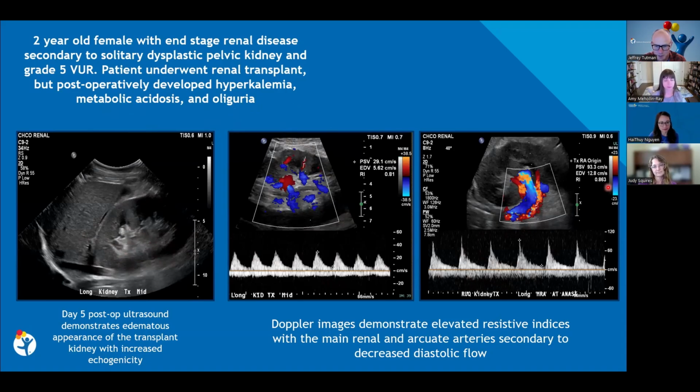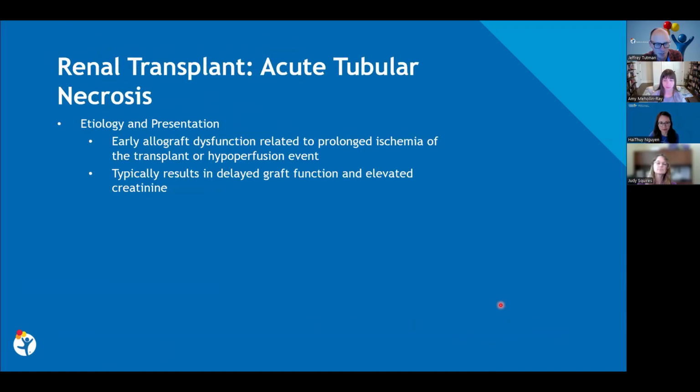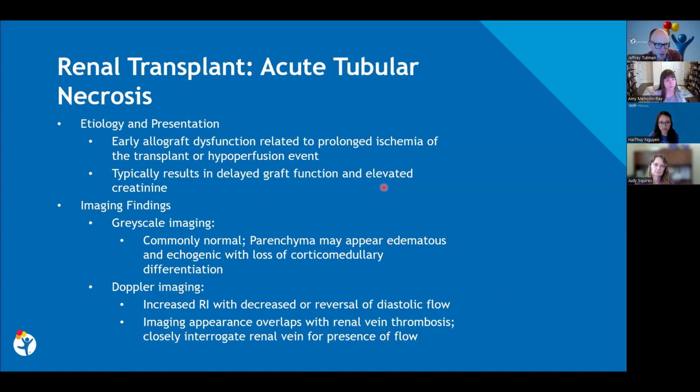So we can see these resistive indices are in the mid 0.8s, an abnormal waveform here, with overall decreased diastolic flow as well. I don't think we make this diagnosis too often on ultrasound, but this is a case of acute tubular necrosis. This really is from early dysfunction from ischemia during the actual transplant or a hypoperfusion event. So they'll get delayed graft function and elevated creatinine.